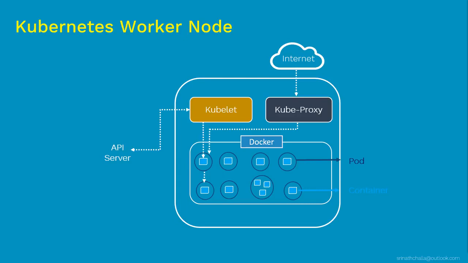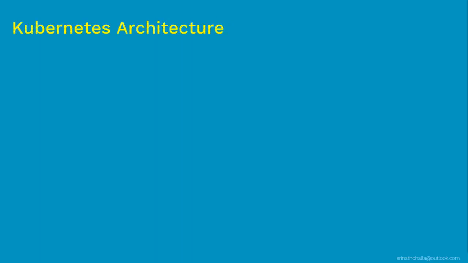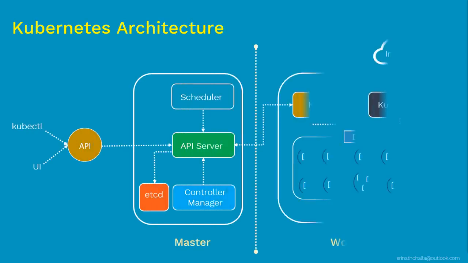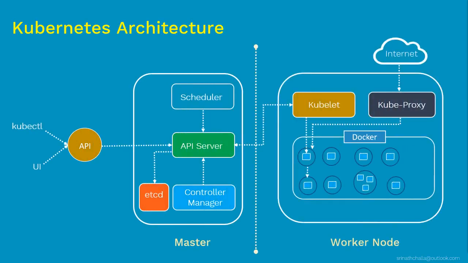So far we have seen the Kubernetes master and the Kubernetes worker node in two separate sections. And now let's combine these two. If you combine these two, this is what you get: the complete Kubernetes architecture cluster.